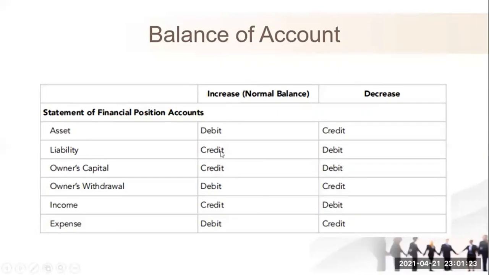Yung liability naman, ang normal balance talaga nito, credit. Kunyari, for example, nangutang tayo dahil kailangan nating bumili ng mga furnitures natin, pero on account. So, nakaka-receive tayo ng furniture, which is yung asset, debit yun. And then, magiging credit yung accounts payable. So, ang balance talaga ng liability ay credit.